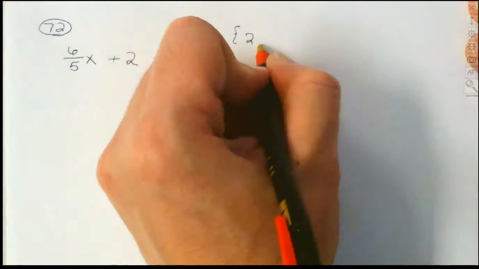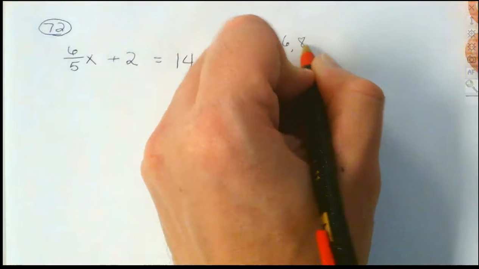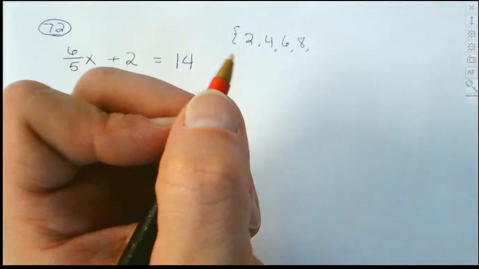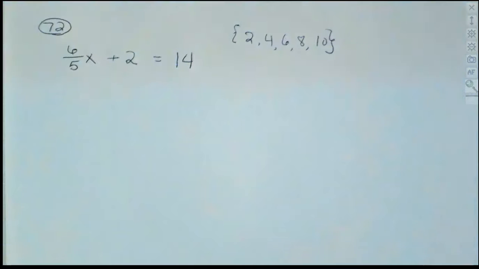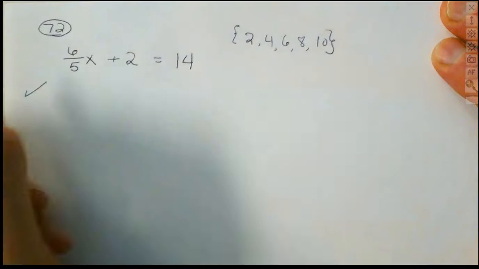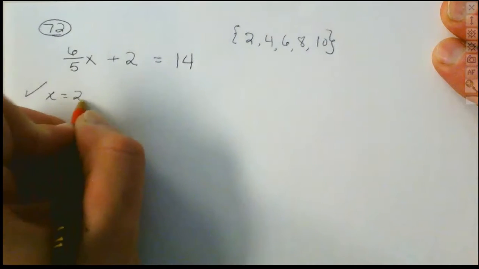Okay, let's check our numbers out. We've got 2, 4, 6, 8, and 10 to choose from. We want to figure out which one is going to be our correct solution. Okay, well, we can plug them in and see. So let's just check each one until we find it. 2.